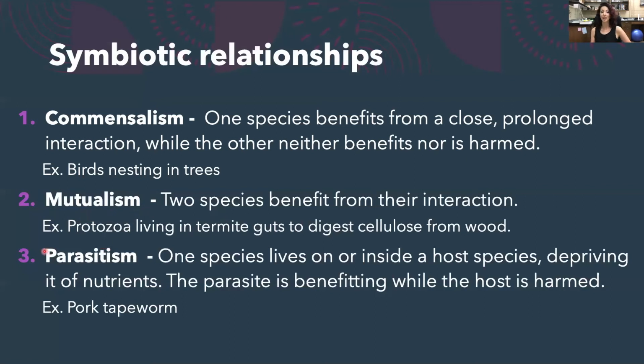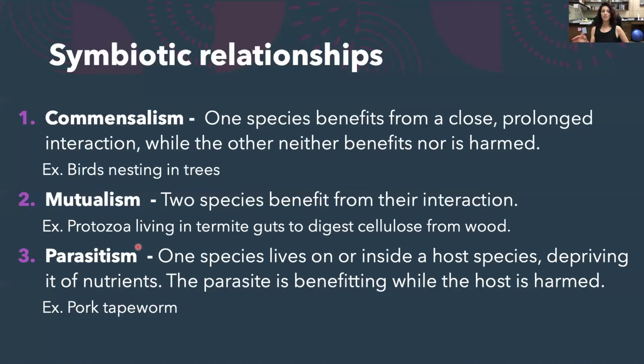Finally, we have something called parasitism. This is where one species lives on or inside a host species, and that relationship deprives the host of its nutrients. The parasite is, of course, benefiting while the host is harmed. And an example of a parasitic relationship is the pork tapeworm, where it grows inside of pork, and then as a secondary host, it can grow inside humans that eat undercooked pork. It uses the pig and the human as a vector for survival, reproduction, and passing on its genes.